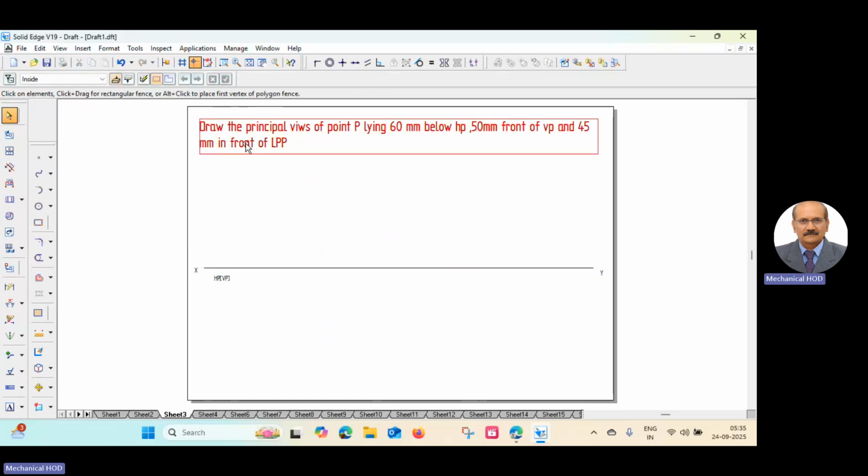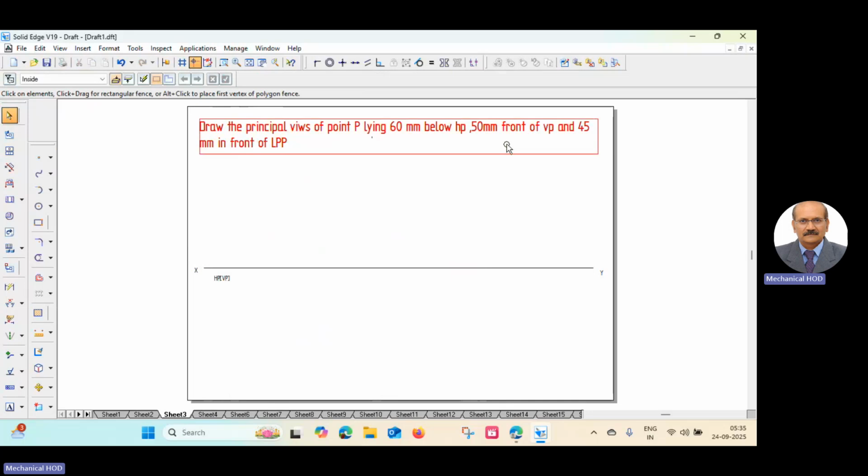So, okay, this is the data. Draw the principal views of a point P lying 60 mm below HP and 50 mm in front of VP. Below HP, front of VP is the fourth quadrant. Problem in fourth quadrant. Okay.